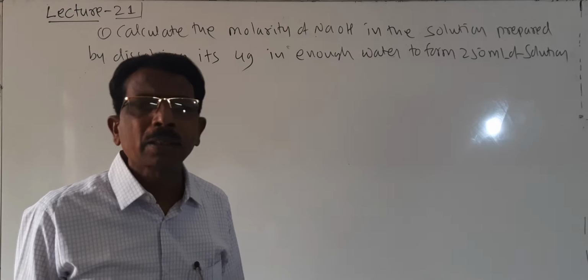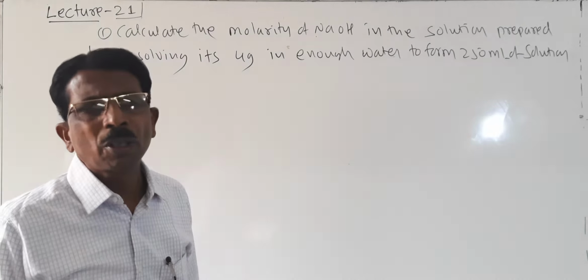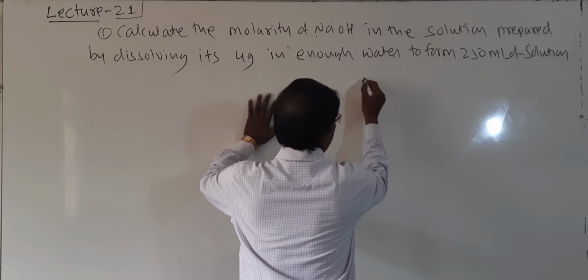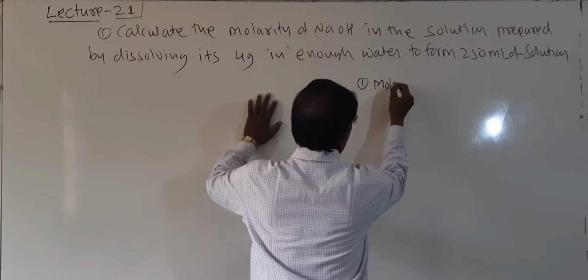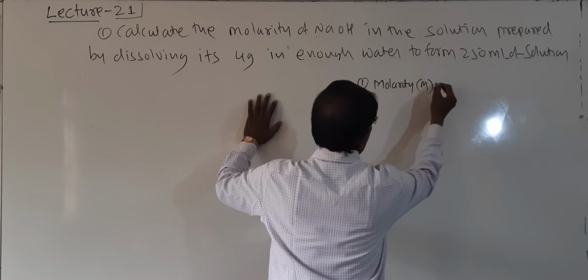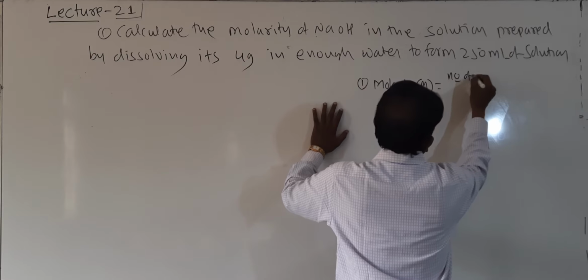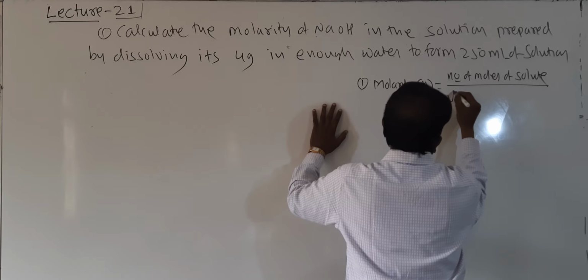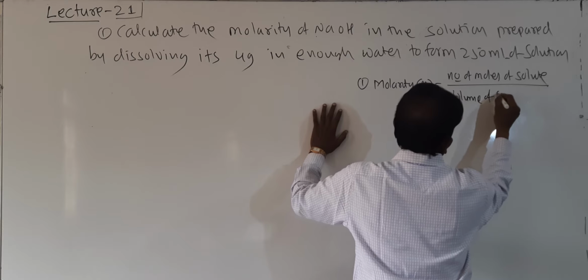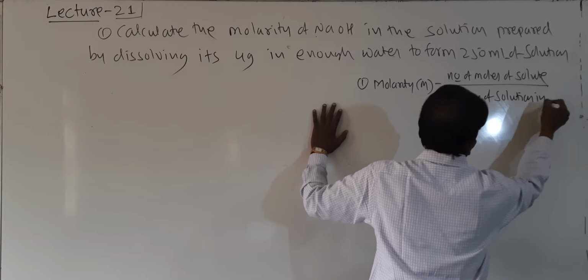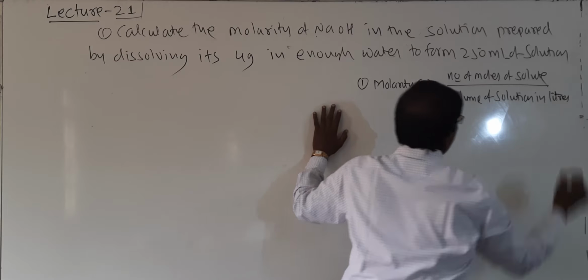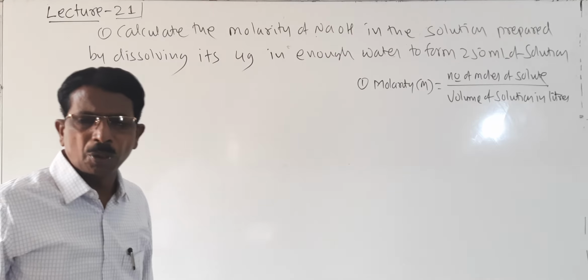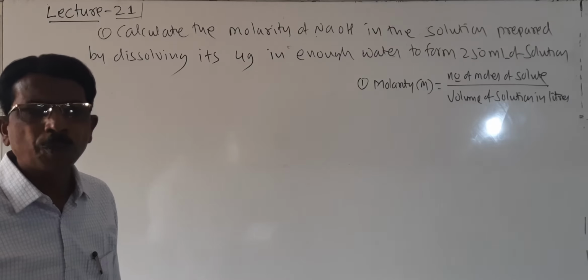Calculate the molarity. He asked for the molarity, so we know the formula. I will write all the formulas here. Formula number 1: molarity, capital M, is equal to number of moles of solute divided by volume of solution in liters. It is the first formula.